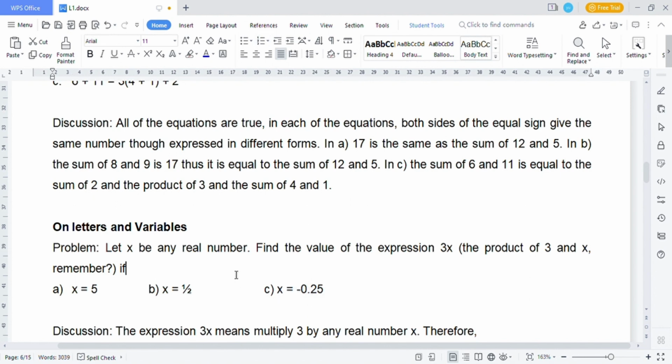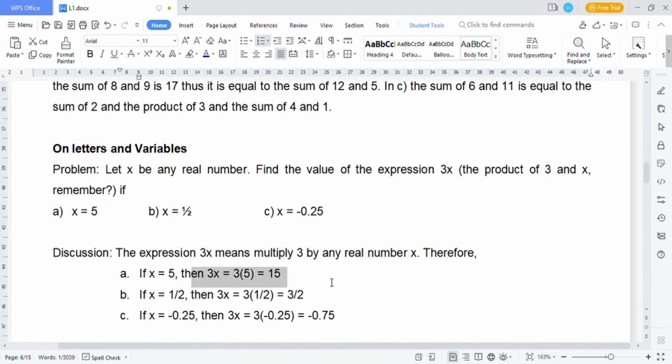If our x is equal to 5, we substitute 5 for x here, because x is equal to 5. So if we have x is equal to 5, we will have 3 times 5. What's the answer? 3 times 5 is equal to 15.